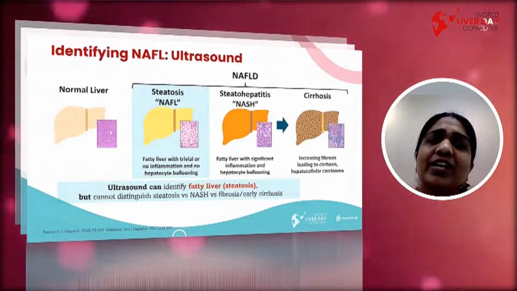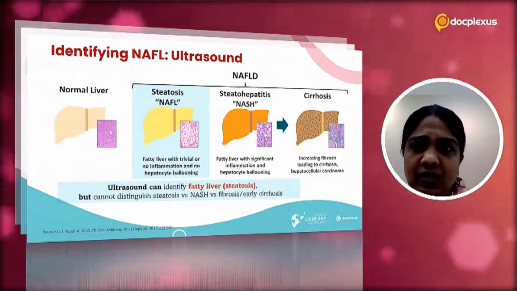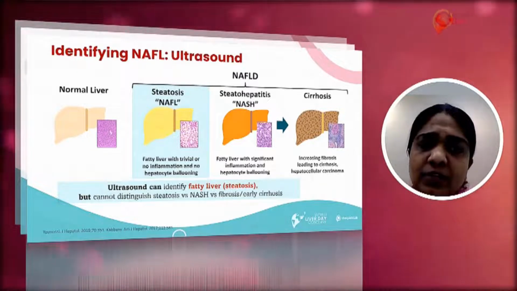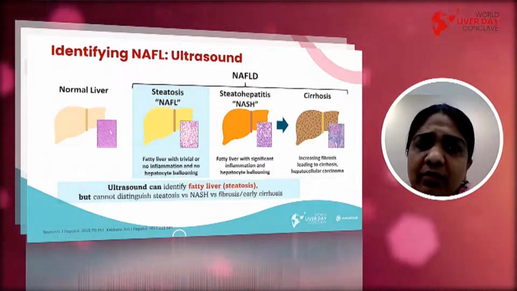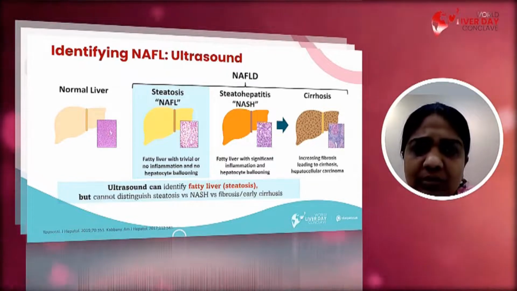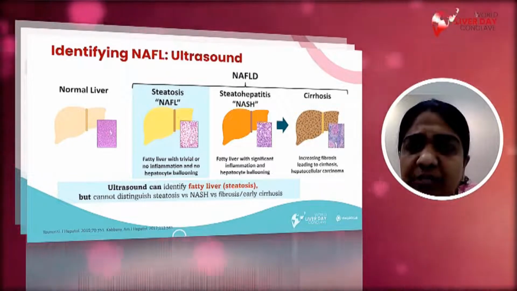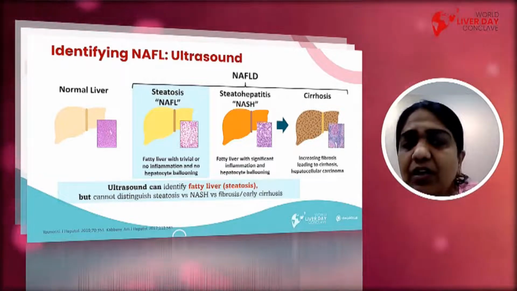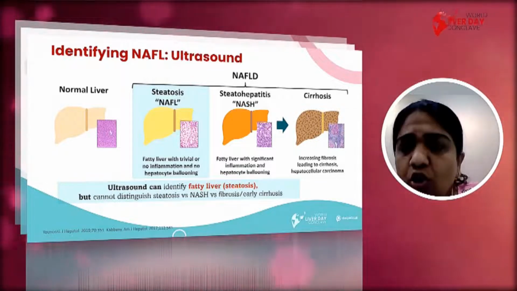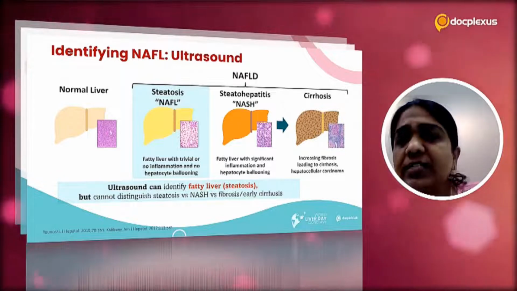So, how can we identify NAFLD on ultrasound? Ultrasound can either say it is a normal liver or it can pick up a fatty liver. However, on ultrasound, it is difficult to differentiate between steatosis, steatohepatitis, fibrosis, or early cirrhosis.